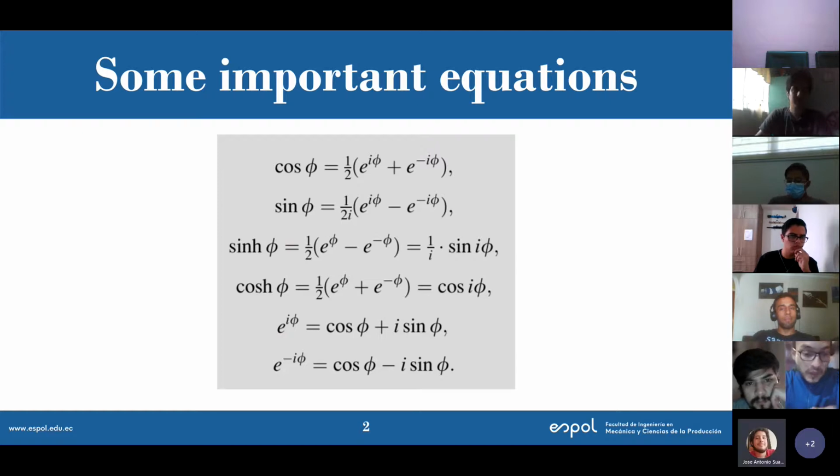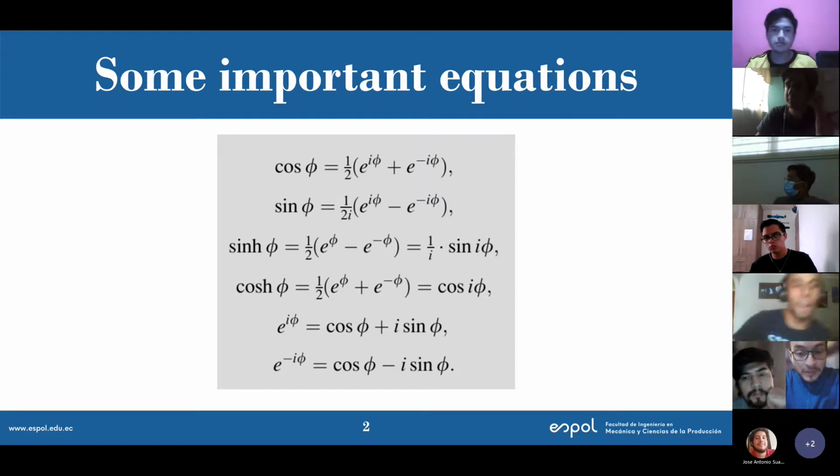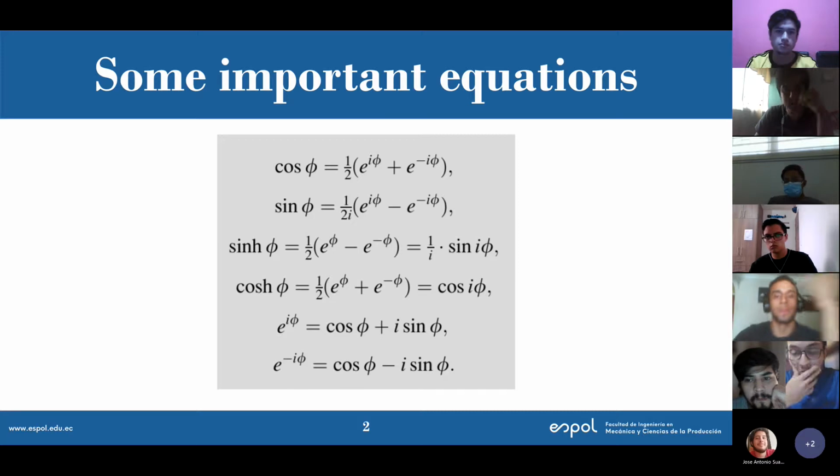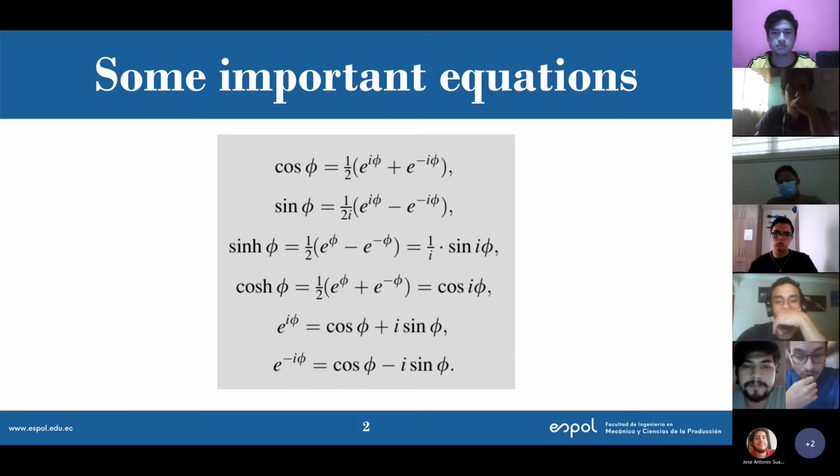Well, you'll need this as well. Euler's identity. Yes, all of these are Euler's equations, and you'll definitely need this. Okay, so that's why I put it there also, so you can have them at hand. We'll need Euler's equations as well, so please keep them in your mind and keep them at hand.